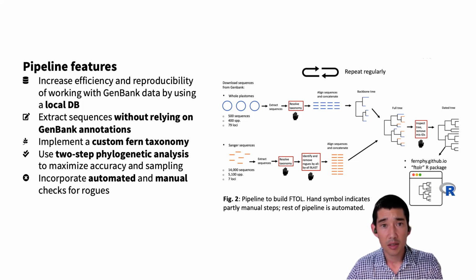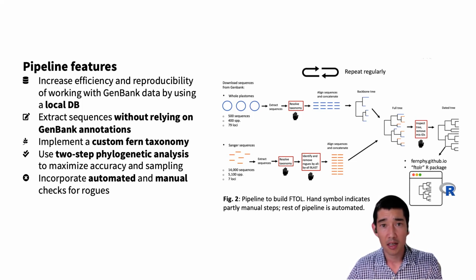Second, we extract sequences from the GenBank data without relying on annotations. That's because there's no standard format for gene annotations in GenBank, so the same gene could be annotated in several different ways. Instead of that, we use a BLAST search against a reference database and then extract homologous regions.